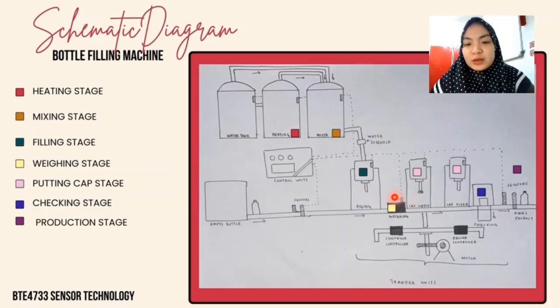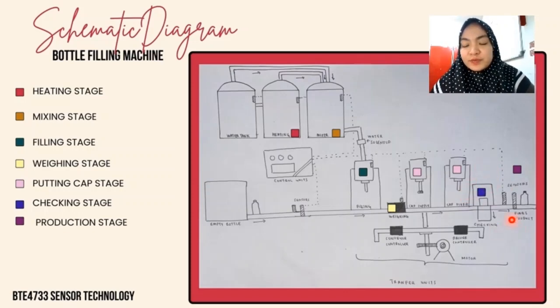After that, the filled bottle will go to the cap stage. At this stage, the bottle will be capped and then move to the next stage, which is the cap fixer. At this point, the cap will be tightened up and then move to the checking station.